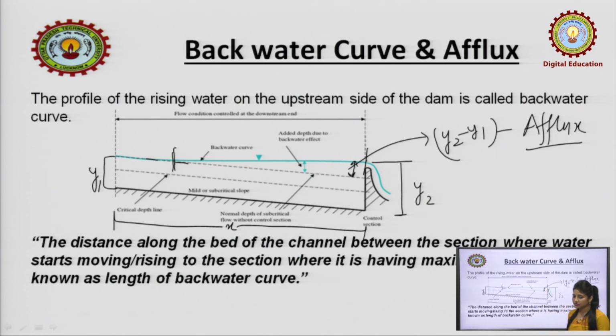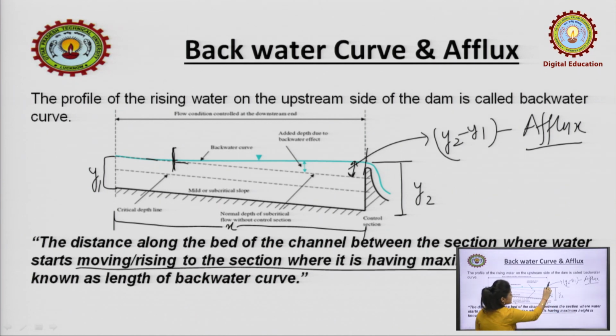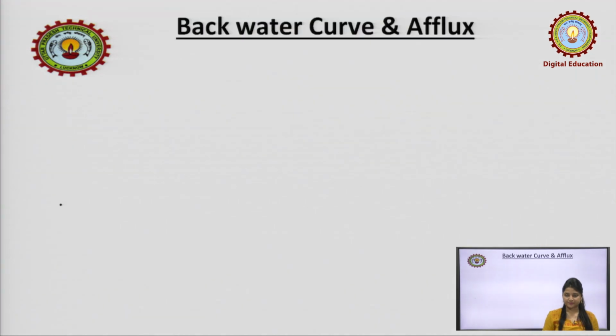So what is a backwater curve? It is the rise in the level of the stream on the upper side, and the length is measured from the section where it starts rising to the section of maximum height. From here to this point we term it the length of the backwater curve. So we need to calculate the length of the backwater curve in any stream or channel.